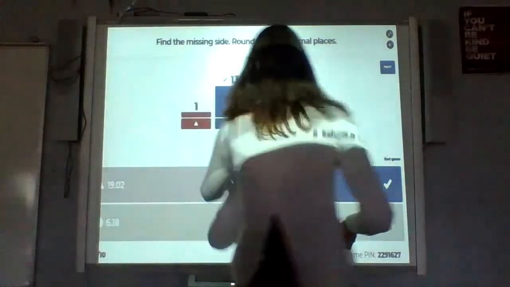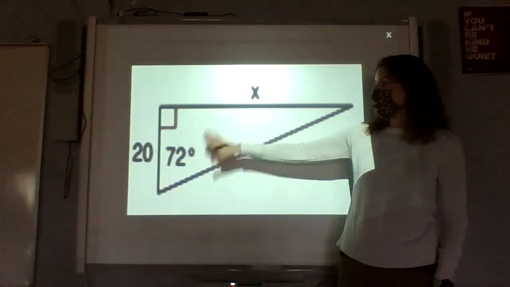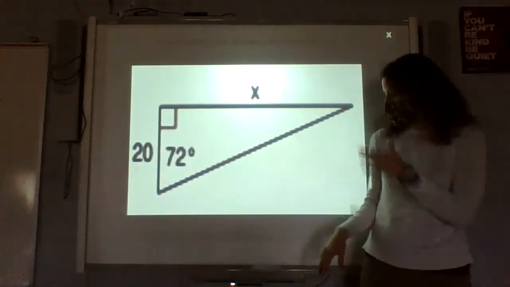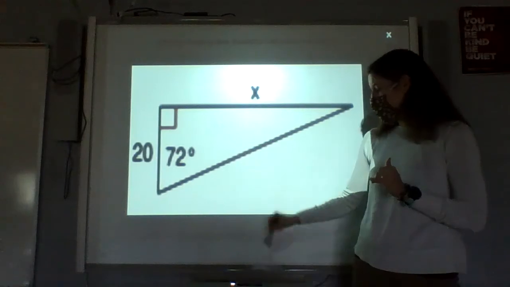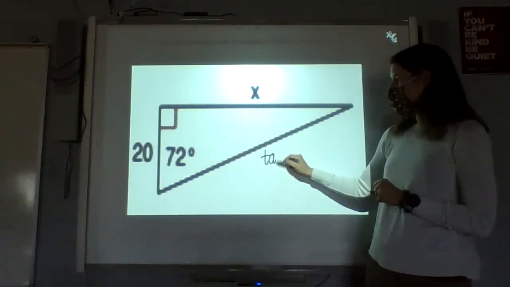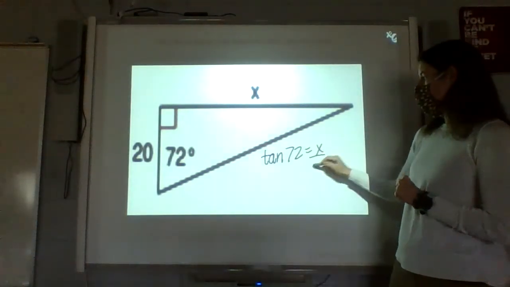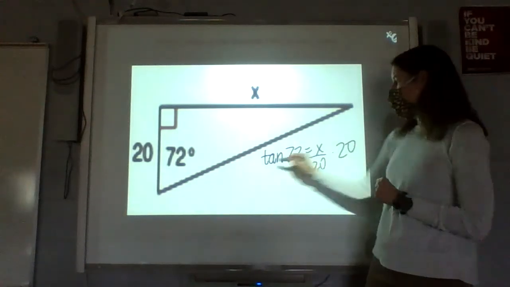So guys, this one, you have to use the tangent, so it's opposite over adjacent, and this is just a normal one, where this is the opposite here. So it's going to be tangent of 72 equals x over 20, and I have to multiply each side by 20.